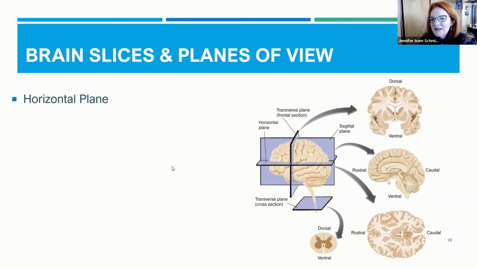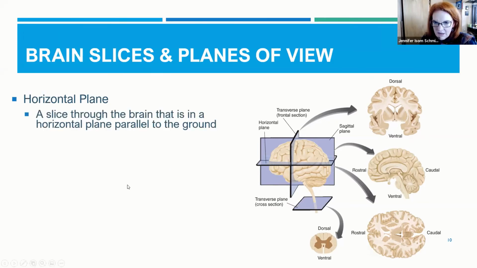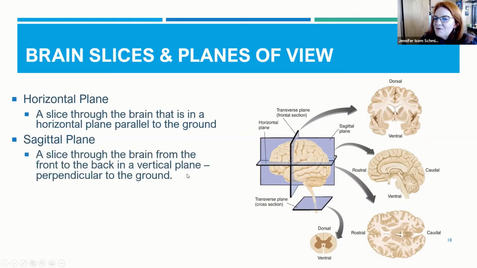Okay, the next one is the one I was just talking about, and that is the sagittal plane. The sagittal plane is a view of the side of the brain, or a complete slice of the brain from the front to the back. It's a slice of the brain in the vertical plane. So this is a horizontal plane. This is a vertical plane.